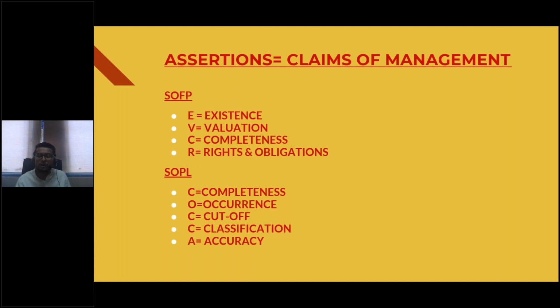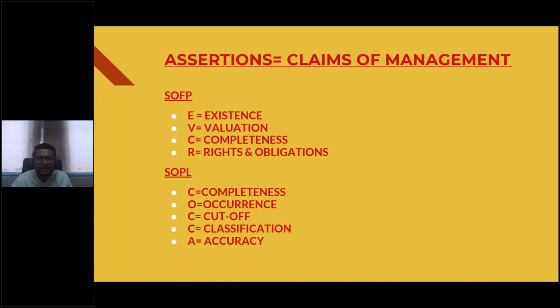This is extremely important. Okay, let's go to category number 2 of the assertions, which is statement of profit or loss account items such as revenue, administration cost, finance cost, distribution cost. Okay, statement of profit or loss. The assertions are COCCA. The first C stands for completeness. So all those expenses which are the obligation of the company should be recorded by the client. So they should not miss anything out.